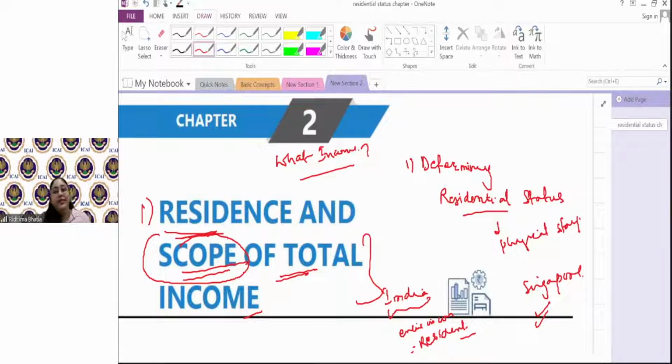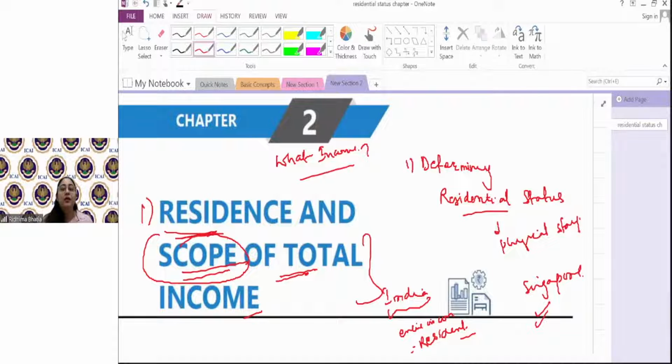If he's a resident in India, he's very much part of the Indian economy. He has to pay taxes on the entire income. If he's non-resident in India, he has to pay taxes on only income earned in India. We'll go and explore this concept more and more.